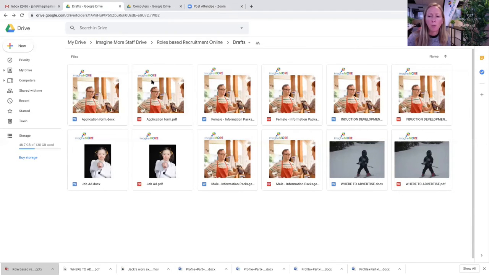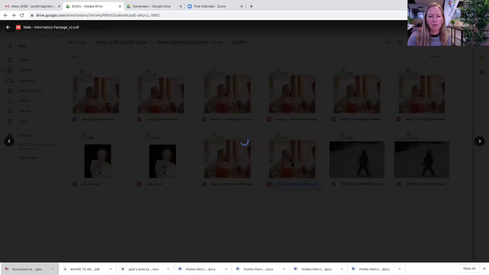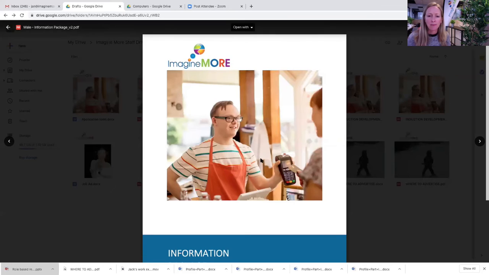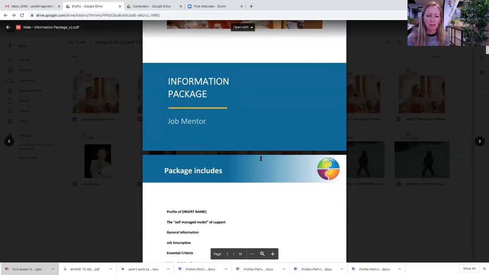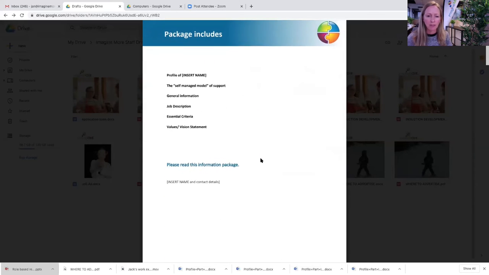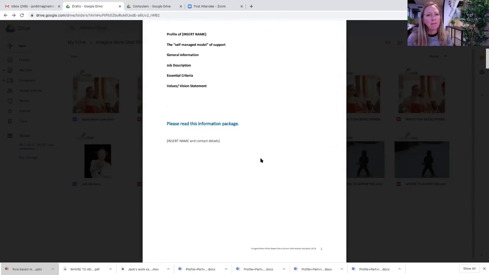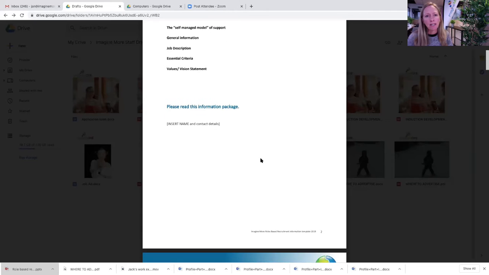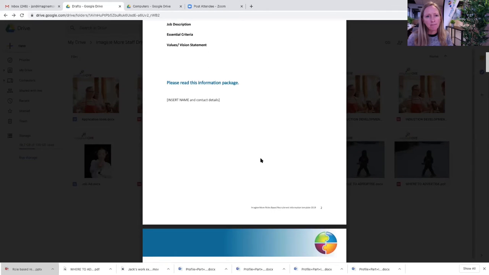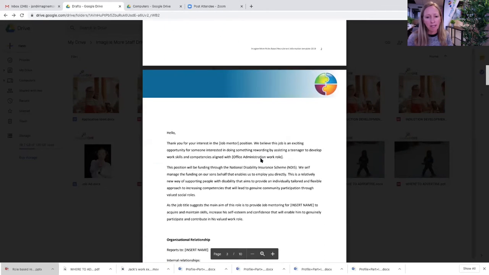Okay, so when they email us, we will then send them an information pack. So this information pack, I'll show you the male one. We've done it so it's in male and female language. So then if you get it in a Word document, it's already using that language. So basically you just insert the name where it suits in the brackets.